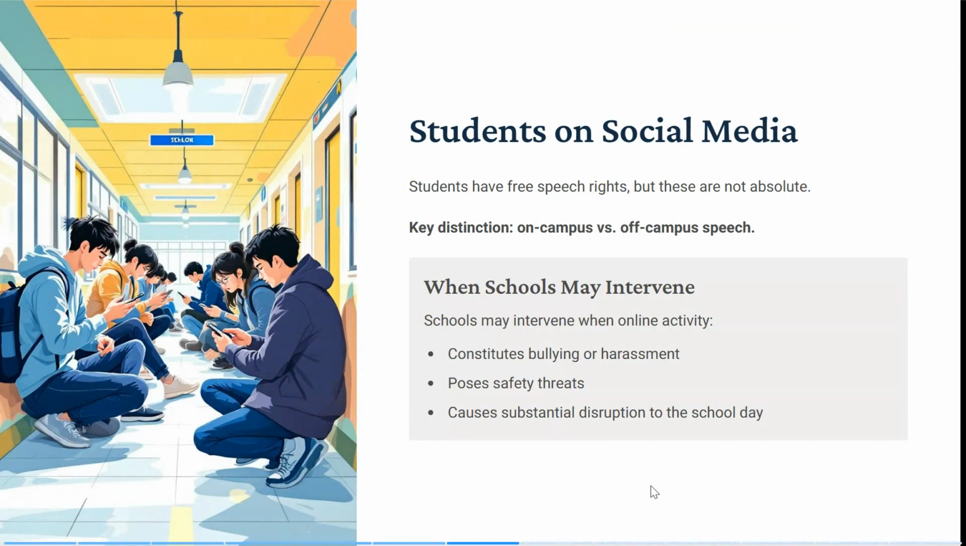Schools may intervene when online activity constitutes bullying or harassment, poses safety threats, or causes substantial disruption to the school day. Any one of those may allow the school to intervene with the online activity. These were established by the following case laws.